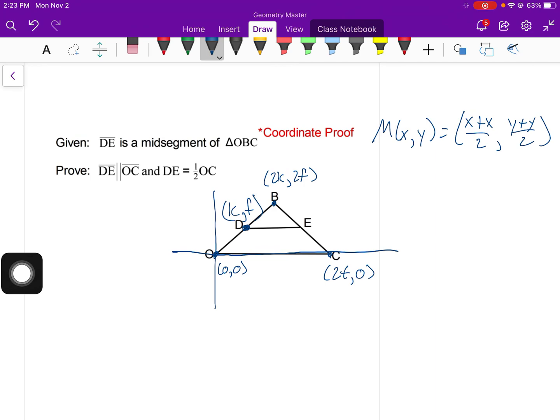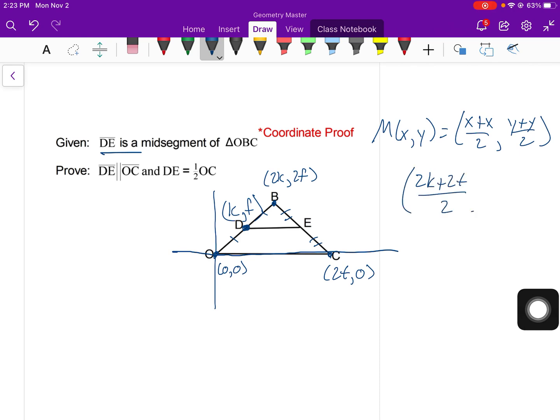So D is the point (k, f), because that's a midpoint. It's given to us that it's a midpoint, so we are able to use this. Similarly, halfway between 2k and 2t, I would have to do (2k plus 2t) over 2, and then (2f plus 0) over 2 to get this point.